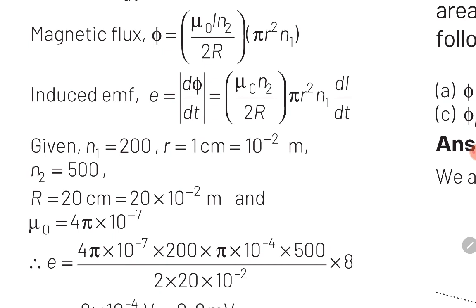So guys, once we calculate magnetic flux, we will use the formula of EMF induced. Magnitude of EMF induced is equal to d phi by dt, and here because current is changing, it will become di by dt. So guys, you can see here that EMF induced will become equal to mu naught N2 divided by 2 times capital R into pi small r square into N1 into di by dt.